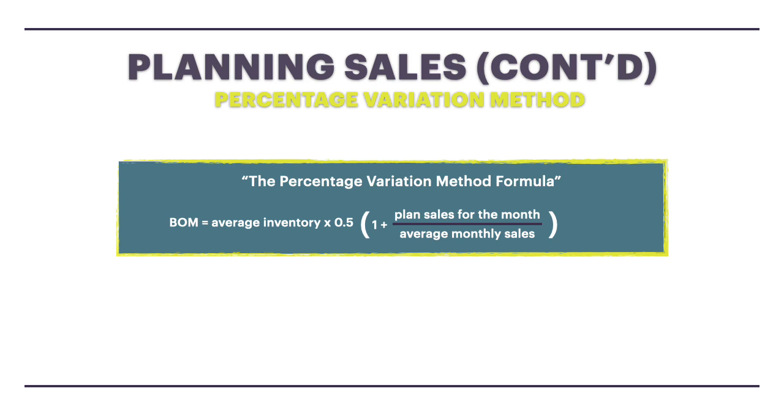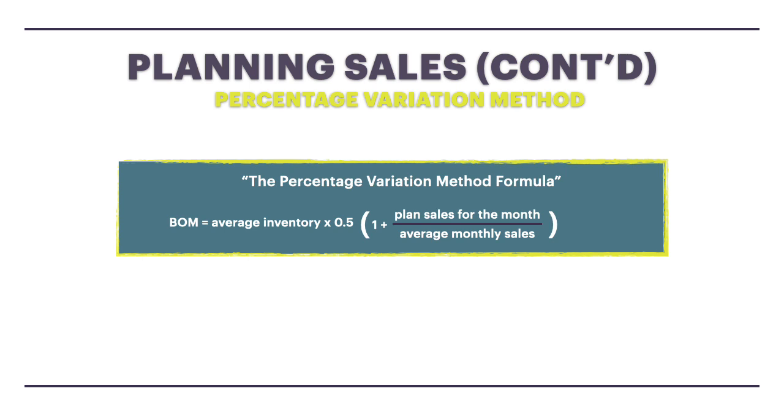When planned sales and average monthly sales are equal, BOM is equal to the average inventory. Therefore, an average sales plan requires an average inventory as a BOM. When planned sales are less than average monthly sales, BOM is less than average inventory. Therefore, a lower than average sales plan requires a BOM less than average inventory. When planned sales are greater than average monthly sales, BOM is greater than average inventory. Therefore, a higher than average sales plan requires a BOM that is greater than average inventory.